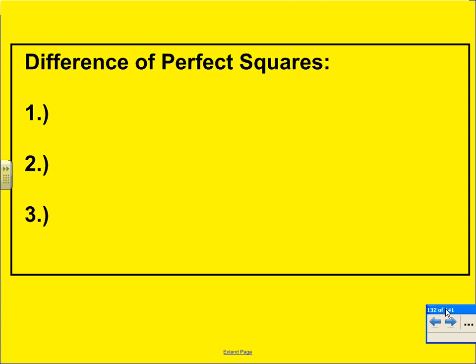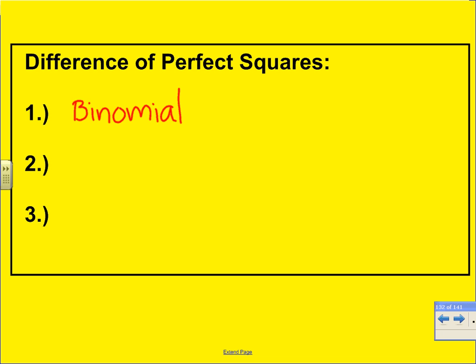The first thing that we're going to talk about is, how do you know if we need to factor by a difference of perfect squares? Well, there are three things that you need to keep in mind. Number one, it needs to be a binomial, which means there's going to be two terms inside parentheses. Number two, it needs to be a subtraction problem.